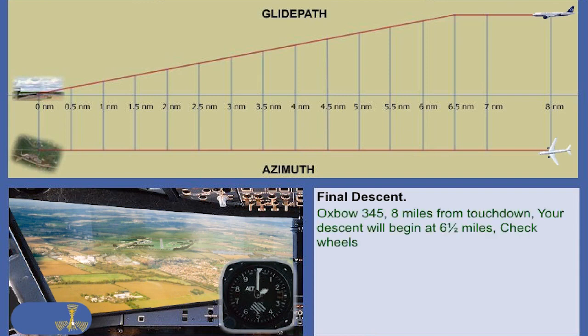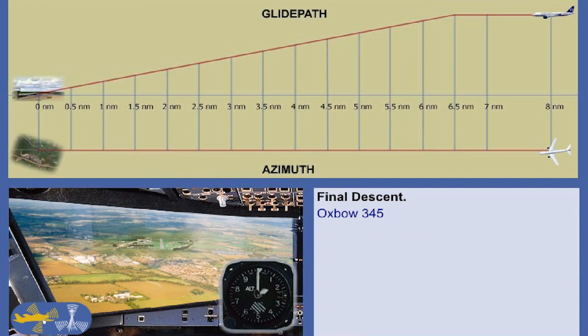Oxbow 345, 8 miles from touchdown. Your descent will begin at 6.5 miles. Check wheels. Oxbow 345.